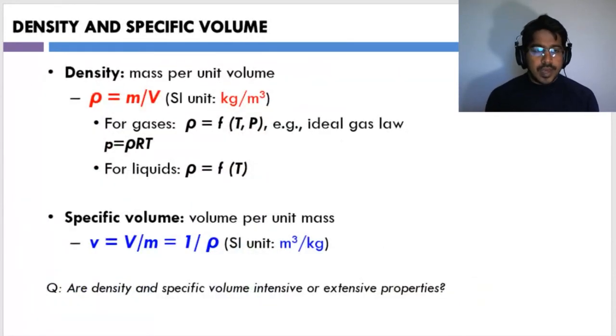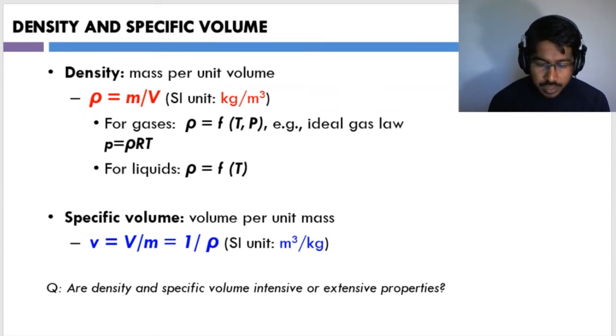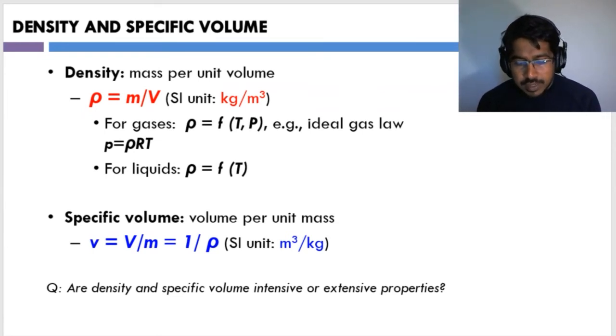Okay. Now we come to another important property of thermodynamic substances, and the first one is density. I'm pretty sure most of you have already heard of density. Density is the mass per unit volume. So if you want to find the density of a given substance, you can take the mass of the substance and the total volume of the substance, divide one by the other, and find the density.